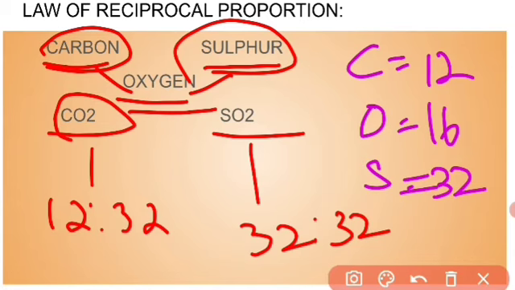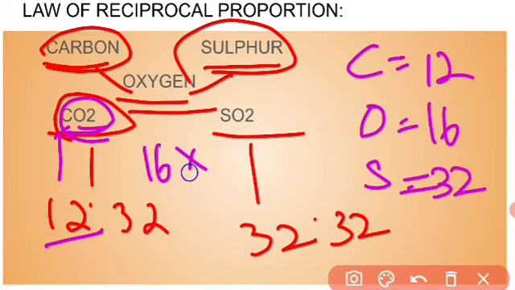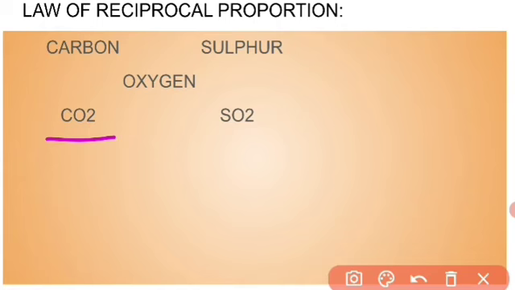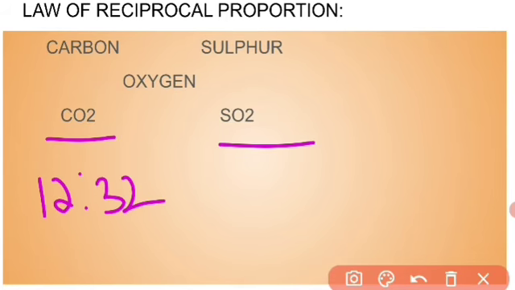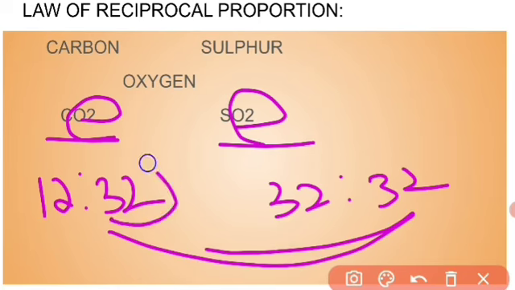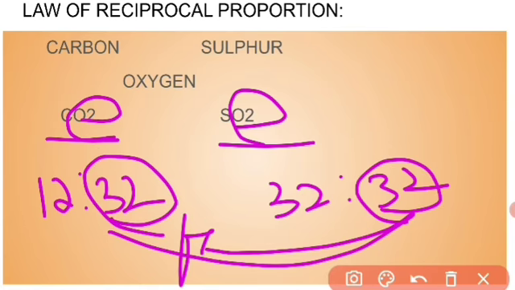That only we are substituting. C is 12, O2 is nothing but 16 into 2, that is 32. Sulfur is 32, again oxygen is nothing but 16 into 2, 32 you will get. So you know here 12:32 and again 32:32. You can see that oxygen mass is same here. This and this, it is fixed. That only it is telling.